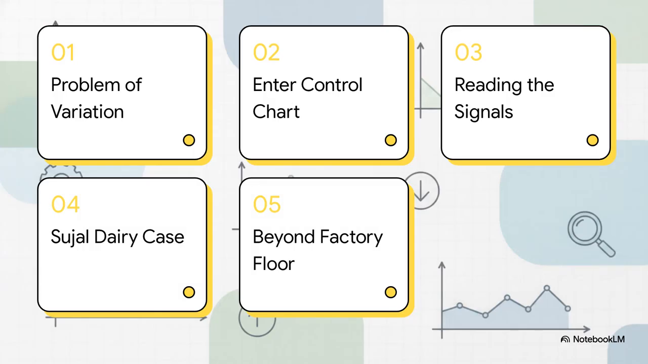Here's our roadmap for today. We're going to start with the problem of variation, enter the control chart itself, learn about reading those signals, dive into a real-world case study with Sujal Dairy, and finally look at applications way beyond the factory floor.